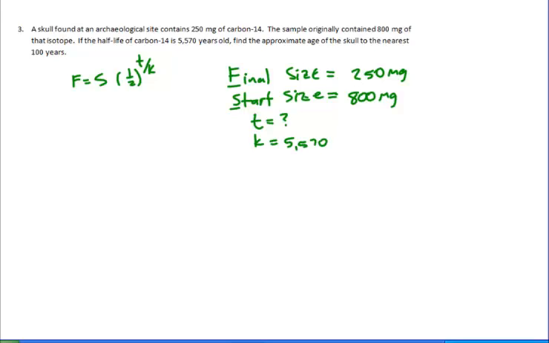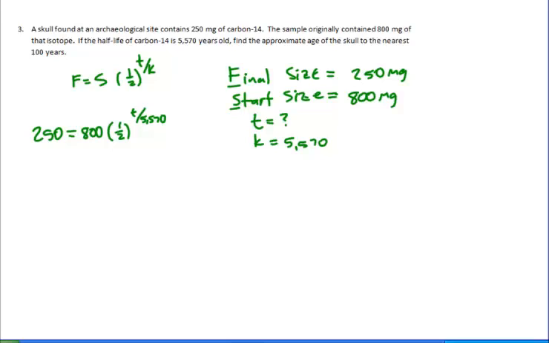A half-life just simply means that it takes 5,570 years for half of your sample to go away. So if I've got a 10 milligram sample, 5,570 years from now, it'll be a 5 milligram sample. That's all it means for that part. So we're just going to plug all this into our handy equation, which means we're going to have 250 equals 800 times 1/2 to the T over 5,570th power.